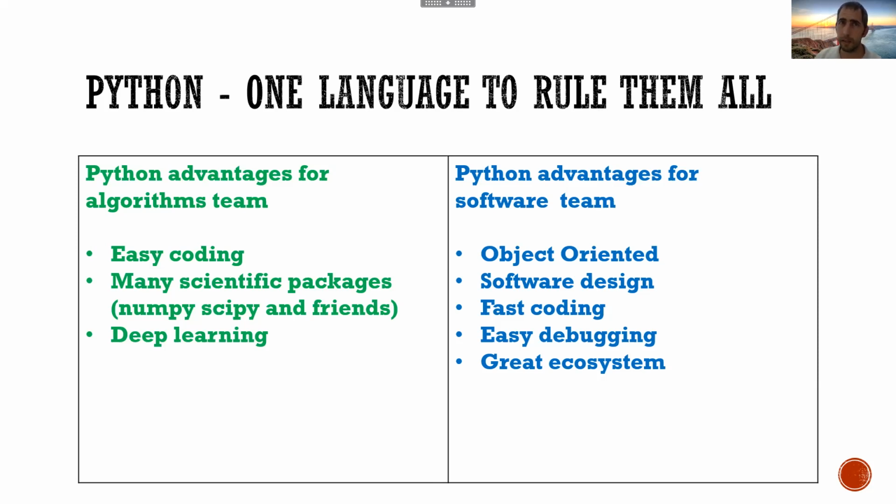Deep learning is a great buzz in the industry. Many algorithms are using deep learning. And all the most commonly used packages for deep learning have an API in Python, like TensorFlow, etc.